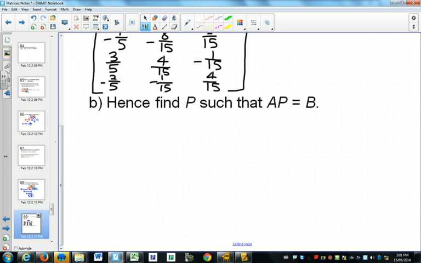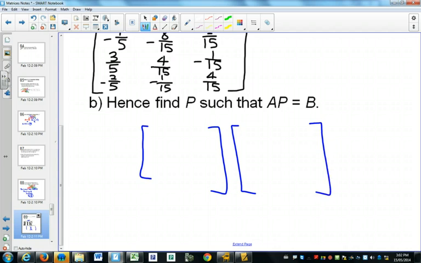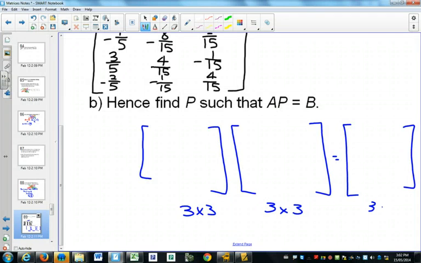We can solve. So we've got our matrix A, which is the 3 by 3 matrix. There's going to be another matrix P, which will also have to be 3 by 3 to equal the matrix B that we have, which is the 3 by 3. So we've got our matrix A here. We have no idea what matrix P is, and we've got our matrix B here.